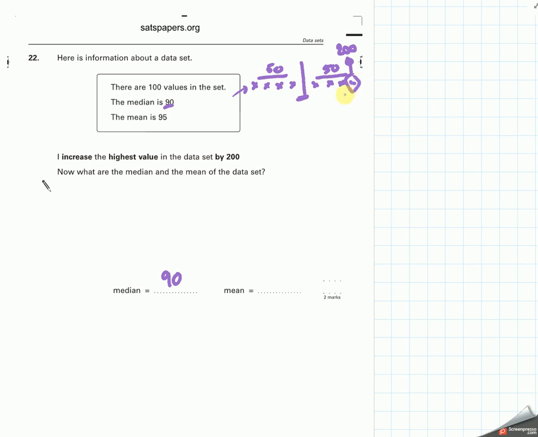The only way the median changes is if either of these two values change, or move in such a way that they move out of place as well. So now let's work out what happens with the mean.